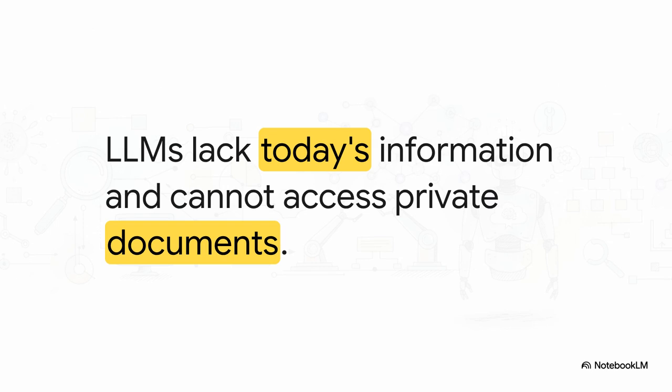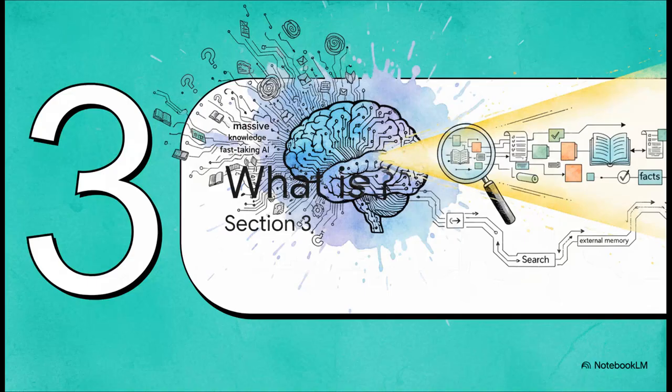And even more importantly for businesses, it definitely does not know about your private company data, your secure internal emails, or your proprietary sales reports. So if you try to use it for your specific business needs, it just guesses. And that is exactly what leads to those dangerous, infamous AI hallucinations we've all heard about. So, how do we solve this massive knowledge gap?